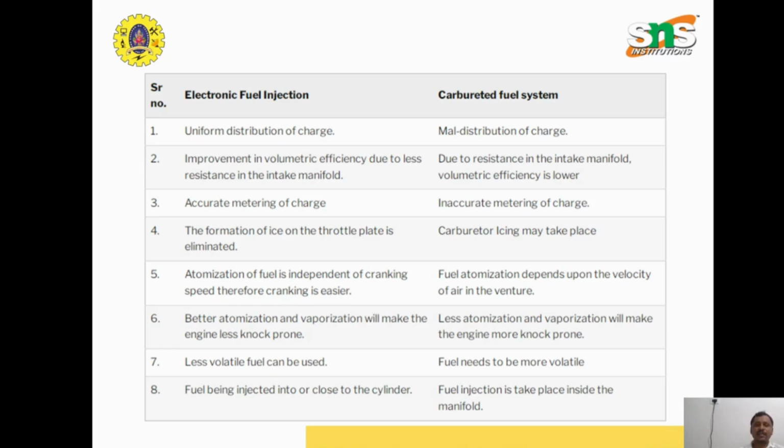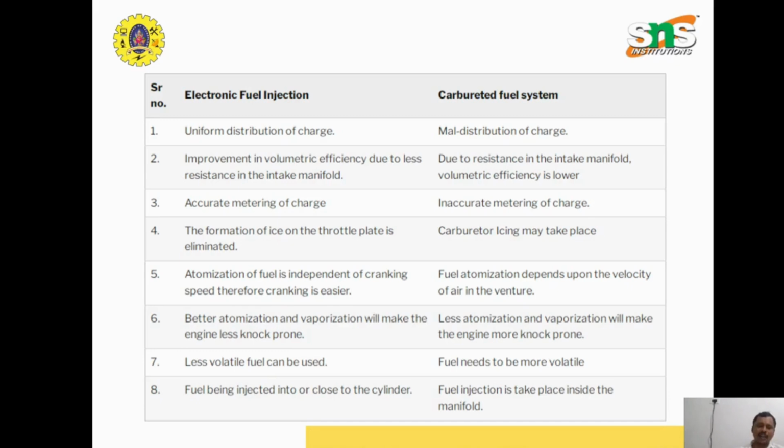The atomization of fuel is independent of cranking speed, therefore cranking is easier. Whereas in the carburetor, the atomization depends upon the velocity of air in the venturi. Better atomization and vaporization make the engine less knock prone, whereas in the carbureted system the engine is more knock prone. Knocking means the unburned fuel burns after the combustion, and this is called knocking. It has a hammer effect inside the engine which creates vibration and noise. That is knocking in simple terms.